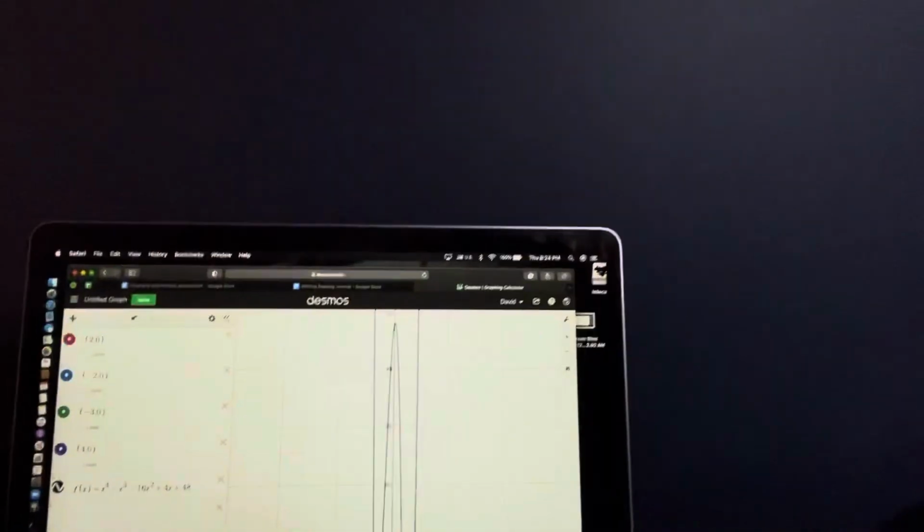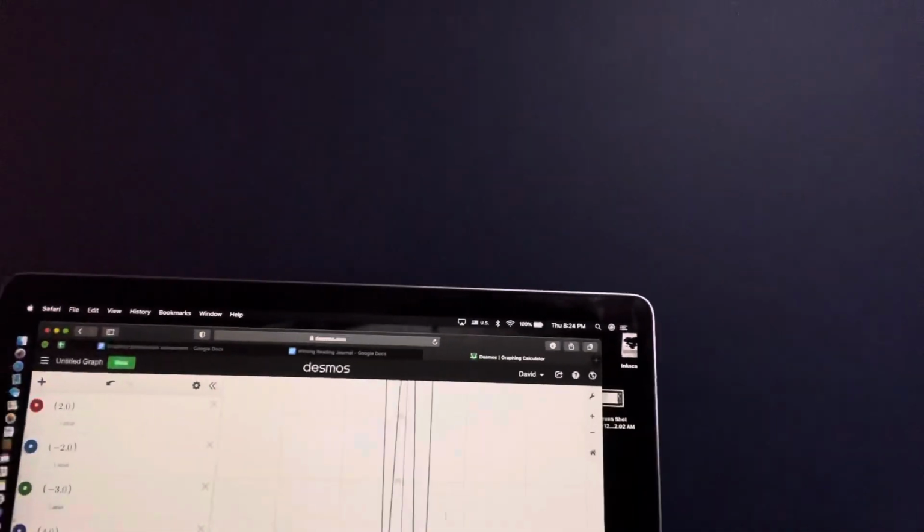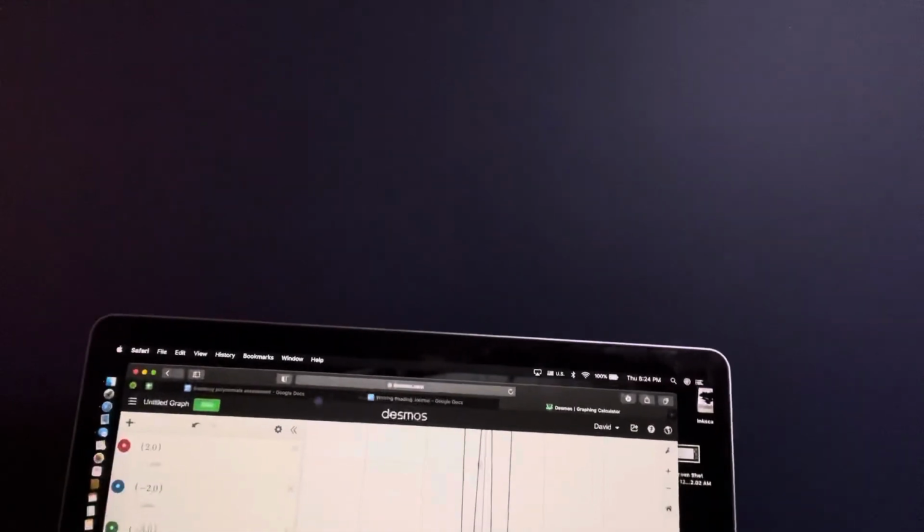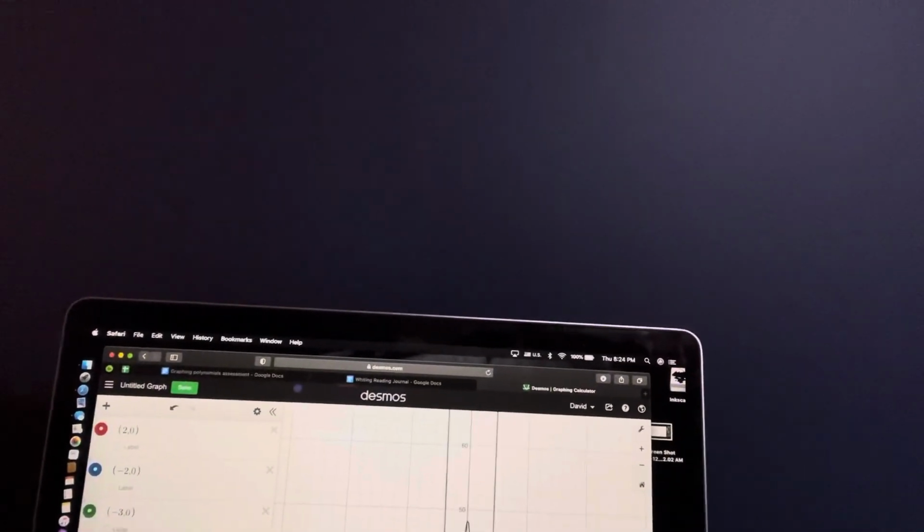If I zoom out enough, you can see the curves that I did sketch. Oh, sorry, I don't know if you could see that. There you go. And that is how all that works, and that is how you do it. So, thank you.